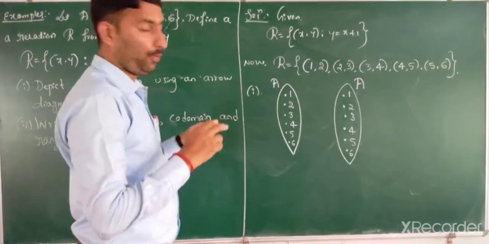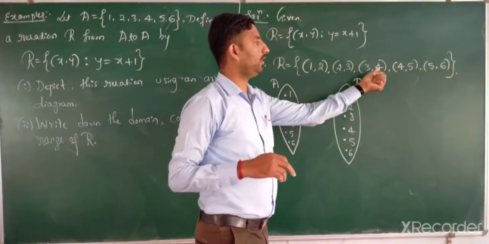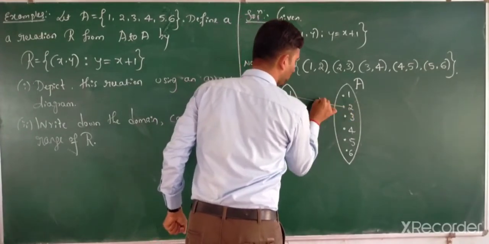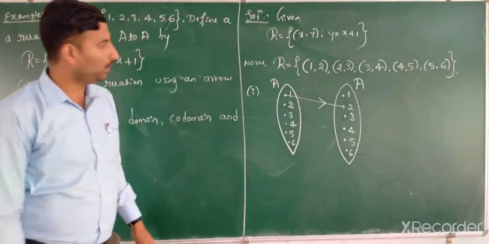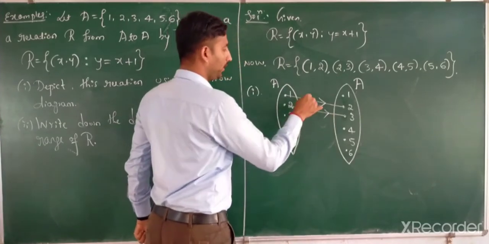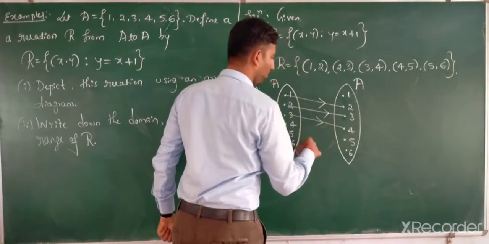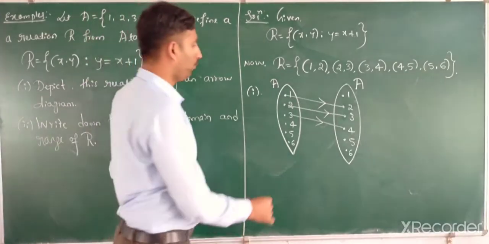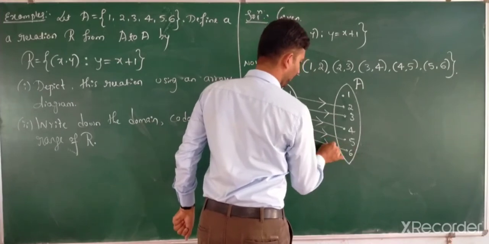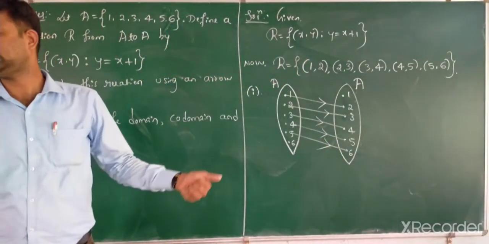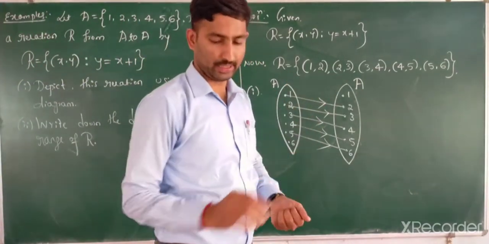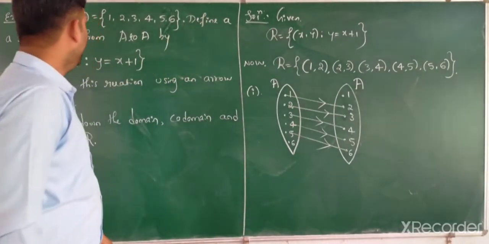Now we are going to join the points: 1 to 2, 2 to 3, 3 to 4, 4 to 5, 5 to 6. 1 goes to 2, there is a relation. After that 2 to 3, there will be a relation. 3 to 4, there will be a relation. 4 to 5, there will be a relation. After that 5 to 6. These are nothing but the relation values in the diagrammatic representation.